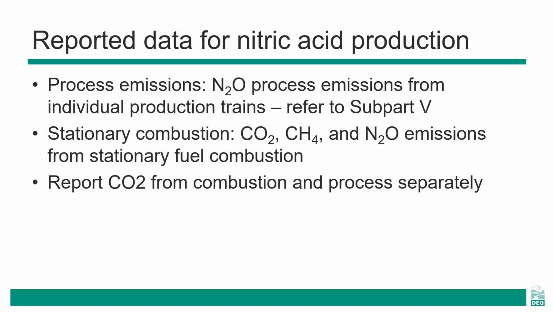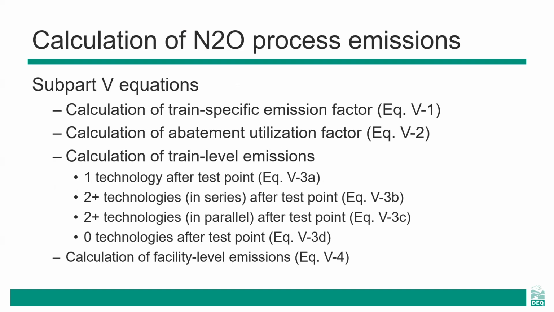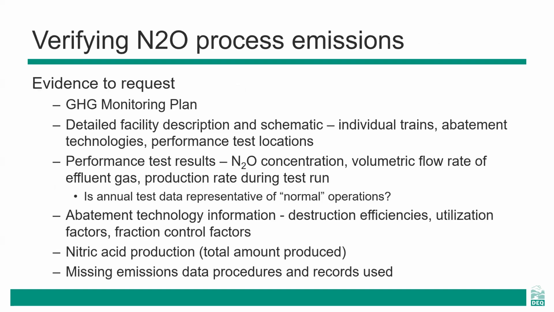Emissions from stationary combustion should be reported under subpart C. Process emissions should be reported under subpart V separately. There are a total of 7 equations included in subpart V. We will review these and how to verify their inputs in the next few slides. As mentioned previously in this and other trainings, the GHG monitoring plan should be reviewed in all verifications.